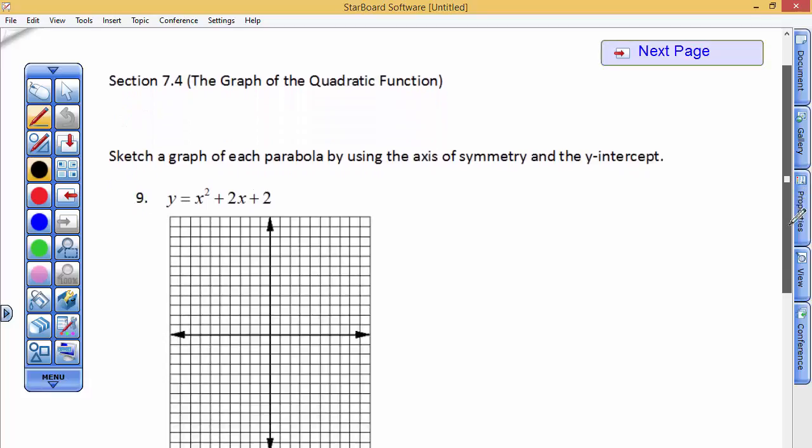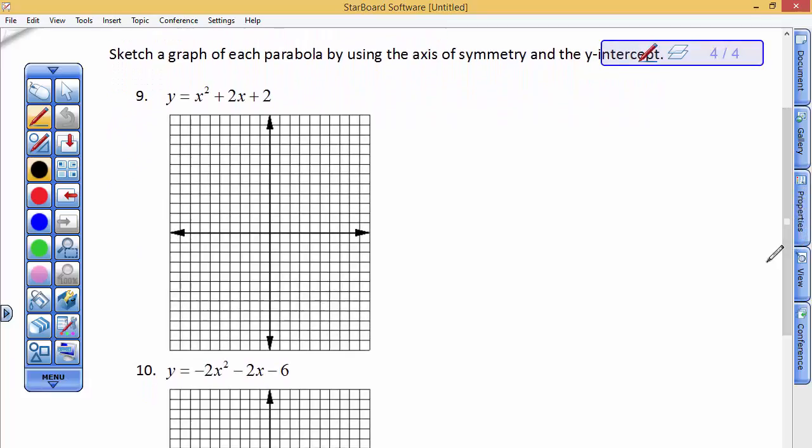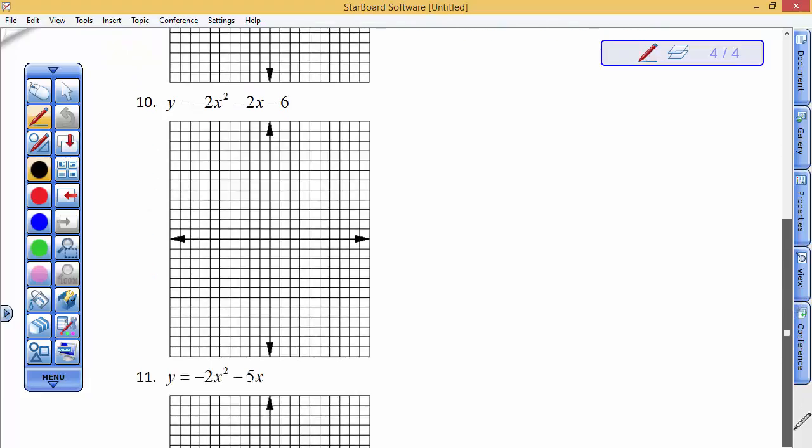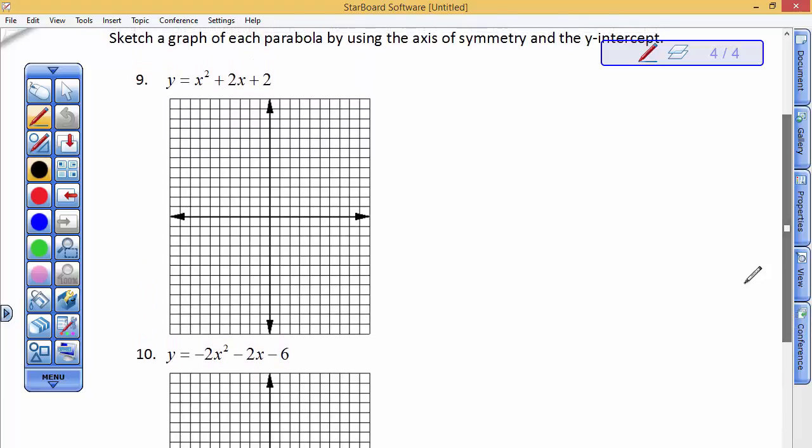Pretty challenging. I've got to tell you, I'm probably not going to ask you to perform this on a test by hand. You're going to have that graphing calculator to help you. Just a few more. I'm going to do these real quick.